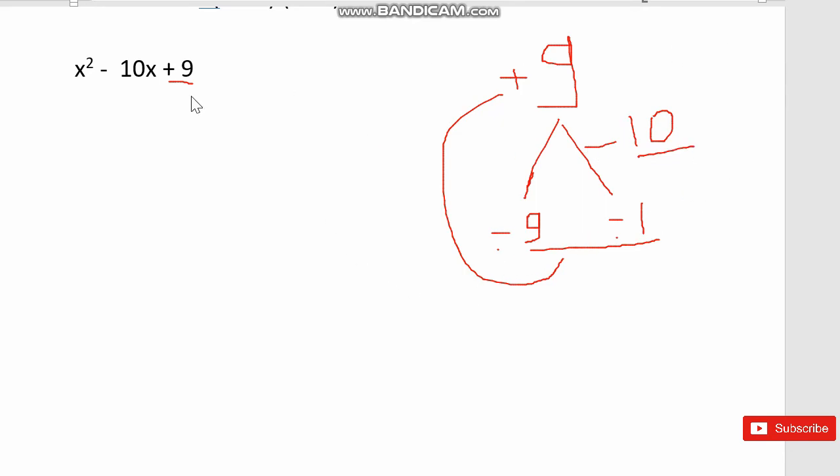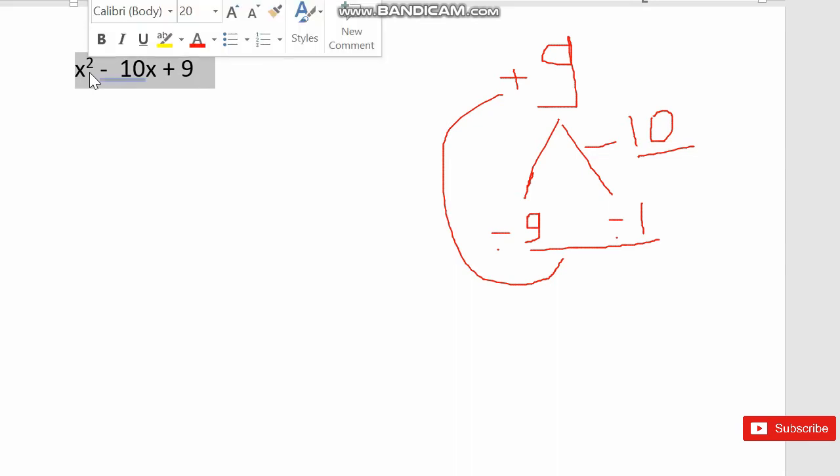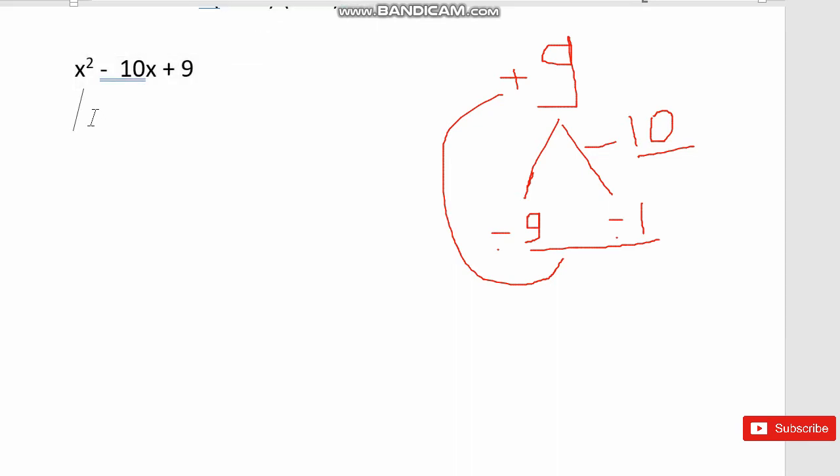Let us split the middle term. We are just splitting the middle term, and what do we get, let us see. x square minus 9x minus x. So this is the splitting of the middle term. We are just splitting minus 10x into minus 9x and minus x. This is the splitting of the middle term.